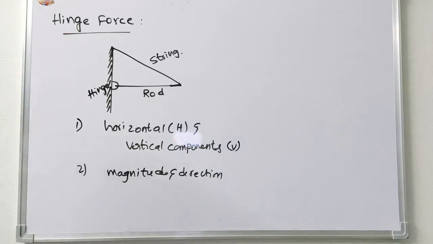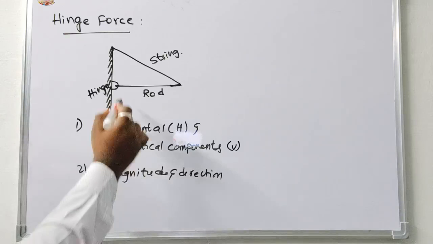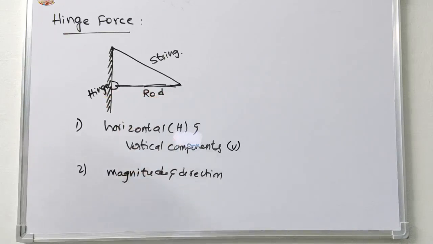Okay, hinge force. In this figure, there is a hinge force on the rod. From the hinge, there are two methods of finding a hinge force. The first one is to find the horizontal or vertical component. The second is to find the magnitude and direction of that force. This is the hinge force.